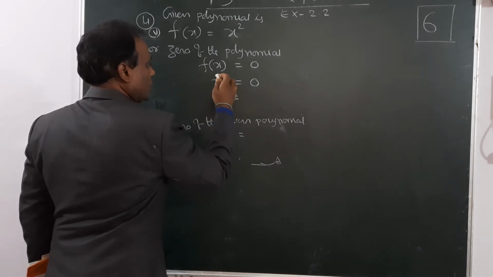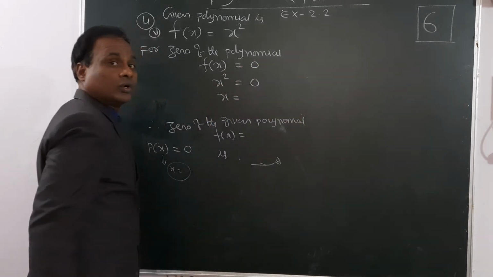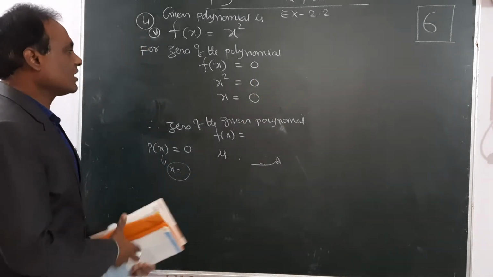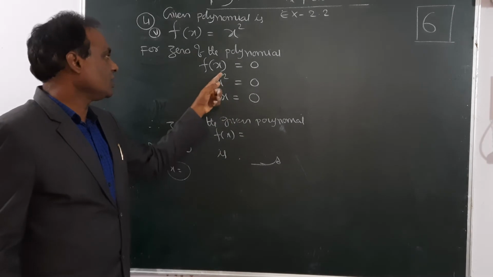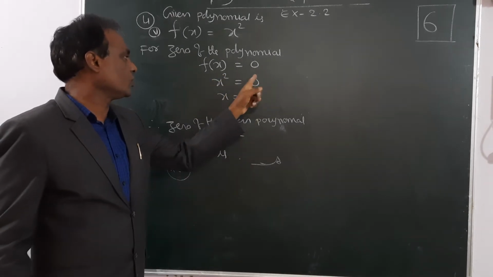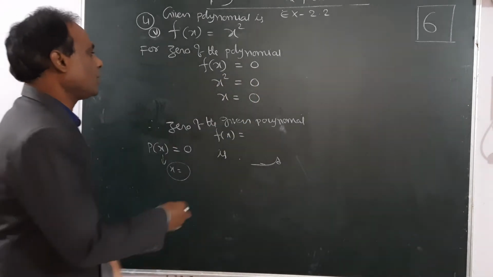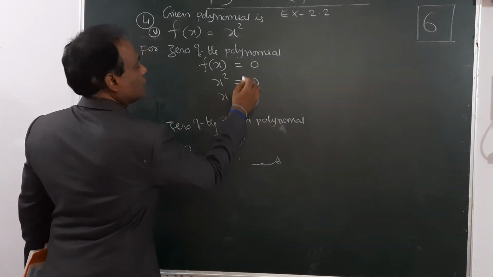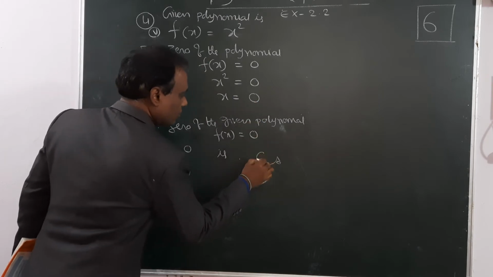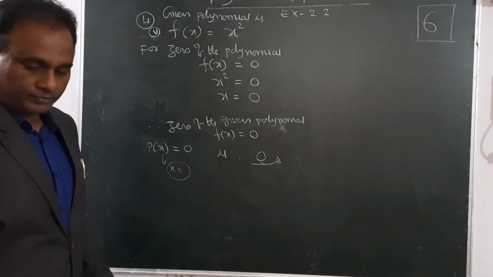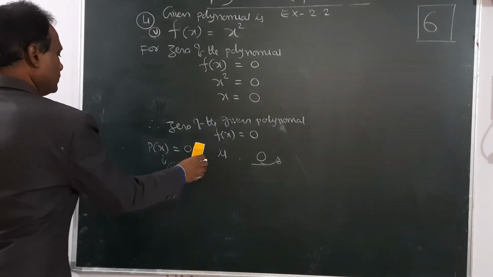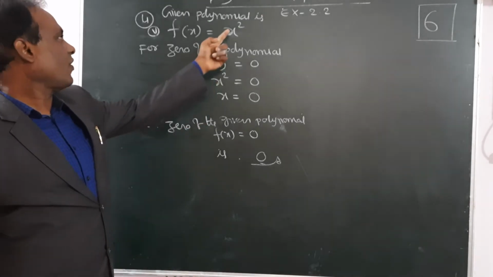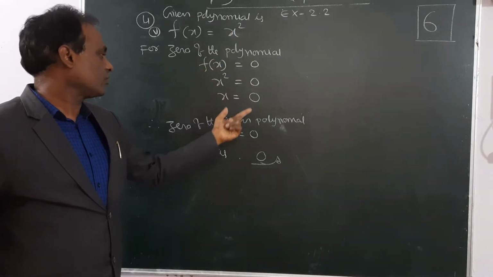x is equal to, if you remove the square, right side will get root. So square root of 0 is 0 only. x square is equal to 0 means how to solve this? If you remove the square, right side you will get root. Root 0 is 0 only. So the 0 of the given polynomial f of x is equal to 0 is, what is the answer? 0. Equate the given polynomial to 0 and find the corresponding x value.